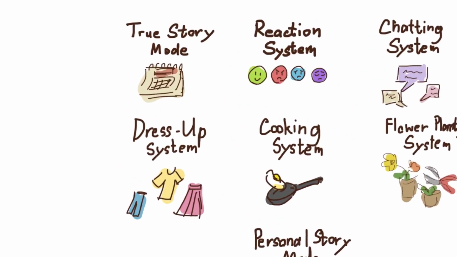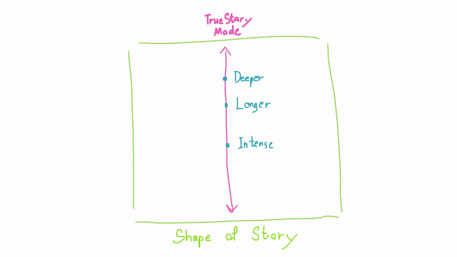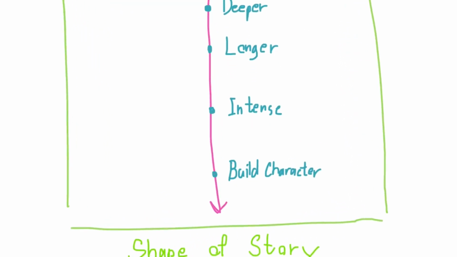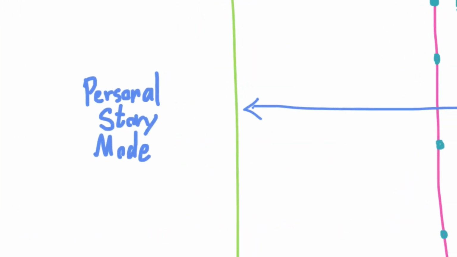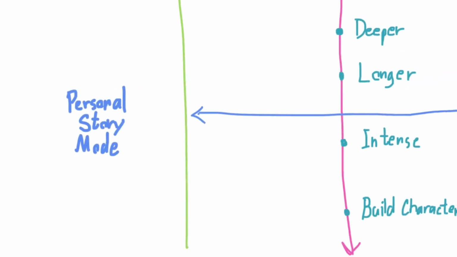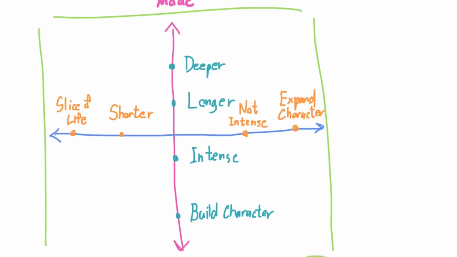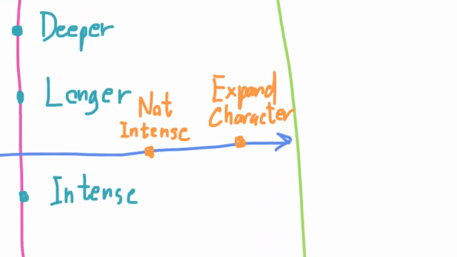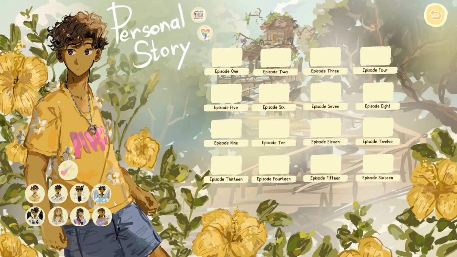The story of my game, experienced through true story mode, will give you a vertical understanding of the story. Deeper story, longer narrative, more intense, letting the characters show their dreams, perspective on the world, and goals in life. But experiencing the story through personal story mode will give you a horizontal understanding of the story. Slice of life, short, not intense at all, but letting the characters show their personality and their cute and fluffy side. True story episodes will be in flowchart form. Personal story episodes will be non-interconnected and episodic.